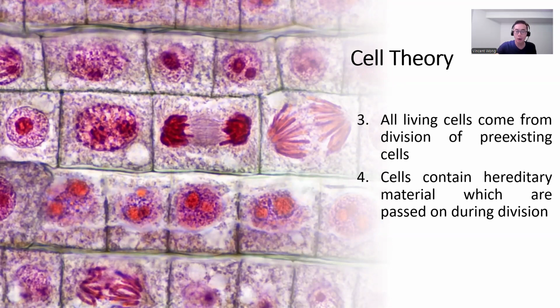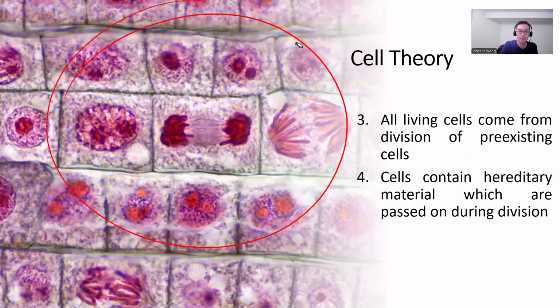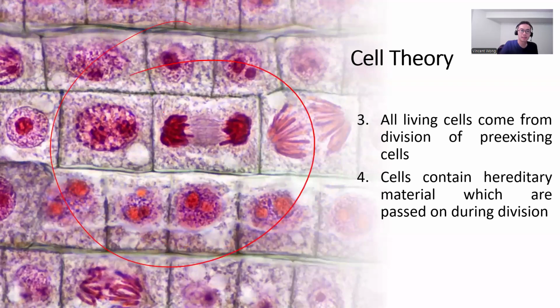How do you get new cells? Okay, turns out all living cells come from division of pre-existing cells. Okay, here is a picture of something. Anybody want to guess what this is? I think people don't like to guess things. I don't know why. What do you think you're looking at here? It's not an animal, I'll tell you. Okay. What do you think you're looking at here?